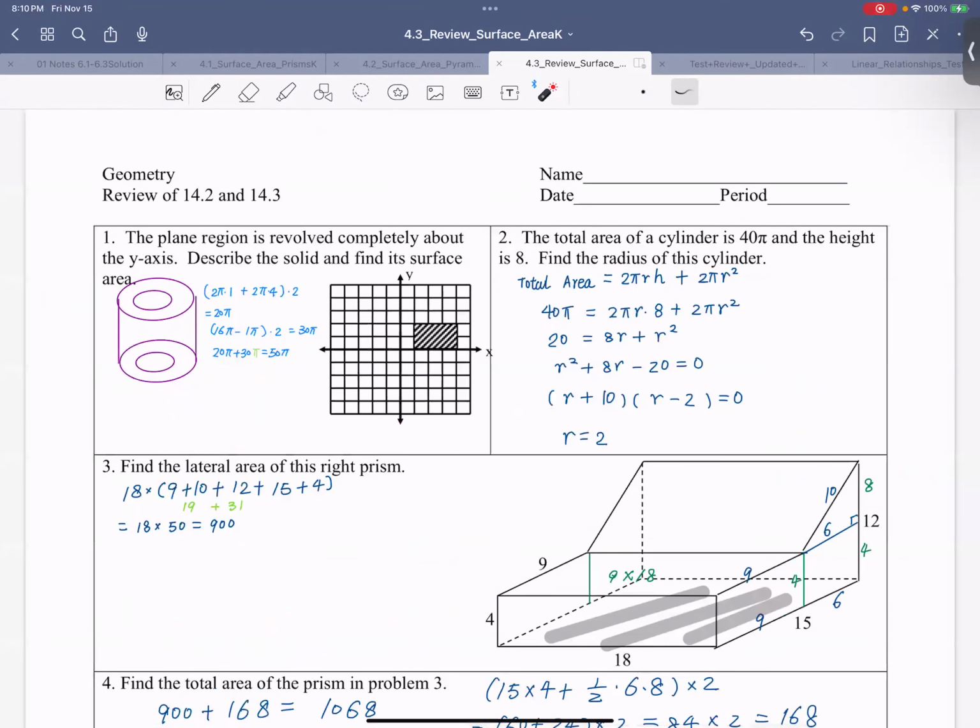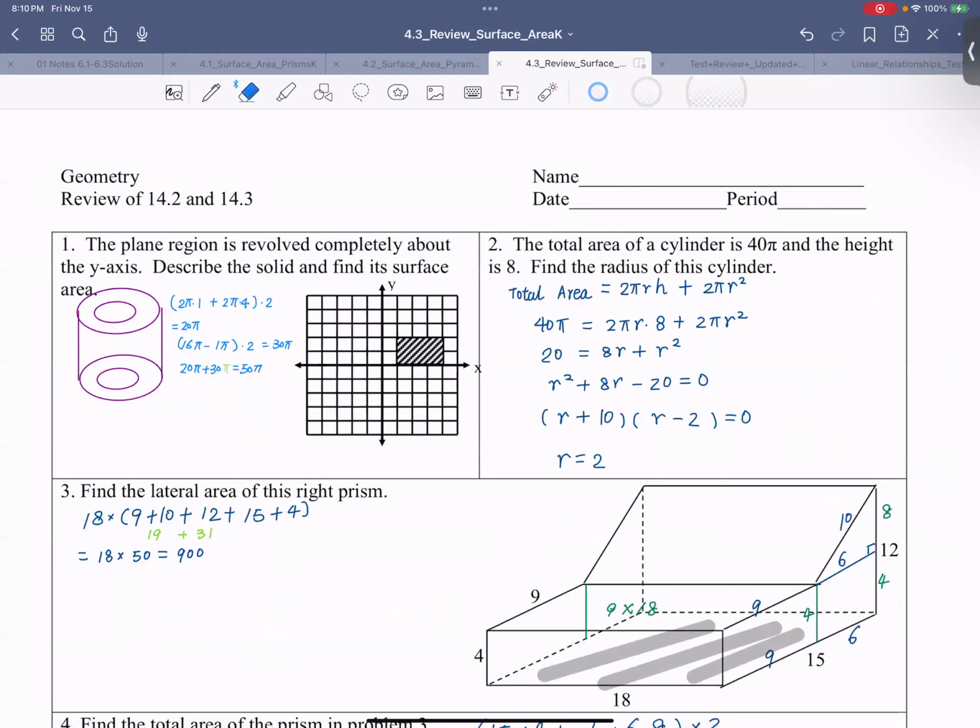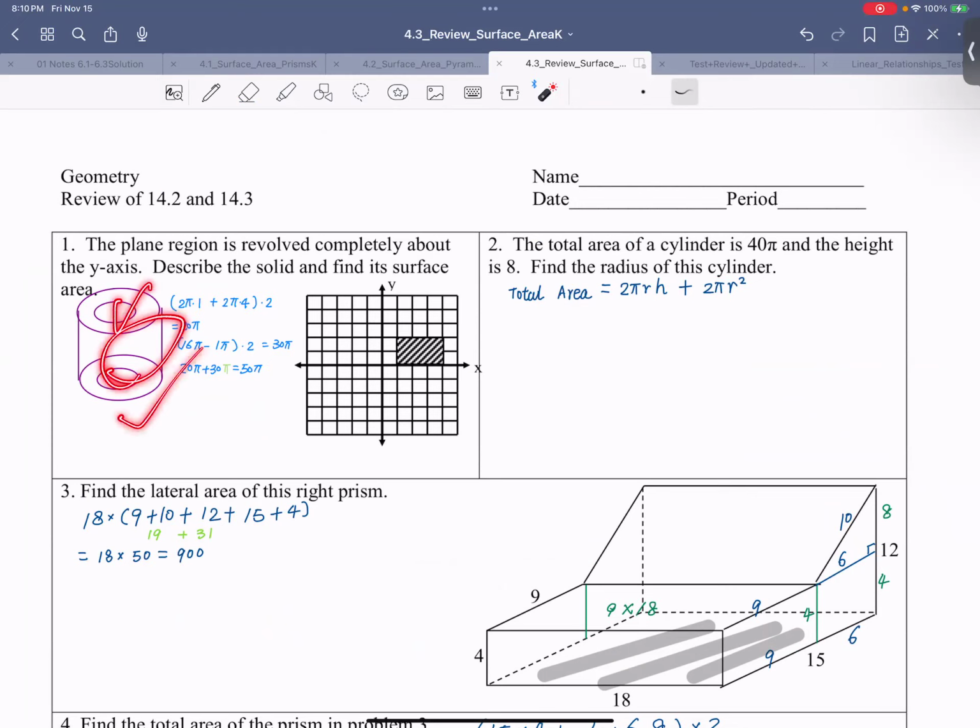Number two, go. Try solving this one. Total area of a cylinder. Go ahead. This is time to see your foundation of algebra 1. Total area is the lateral surface area plus the base, top and bottom. 2 pi RH. Go. Solve this. You will use the quadratic equation, okay?